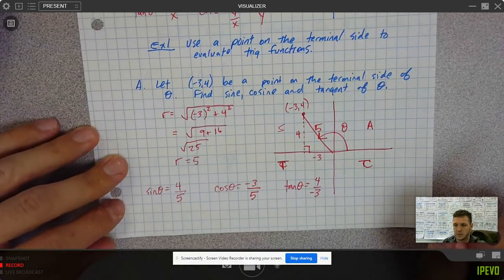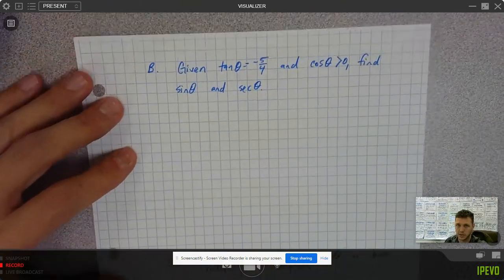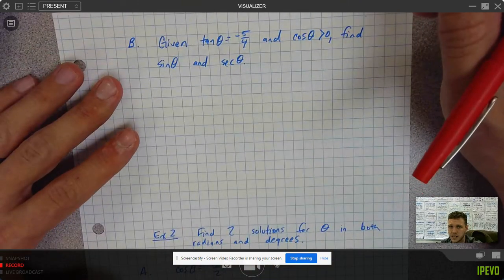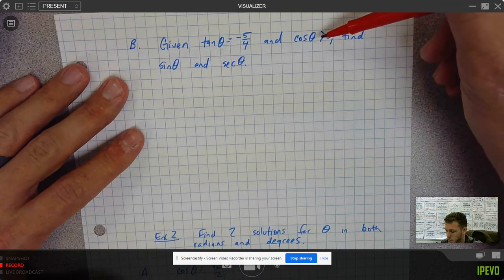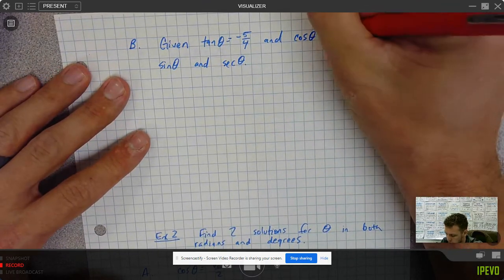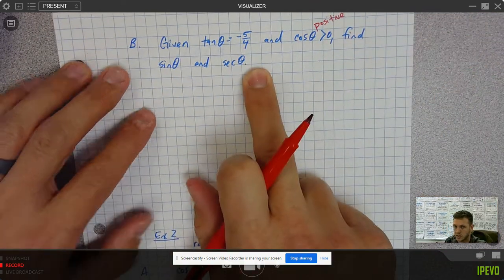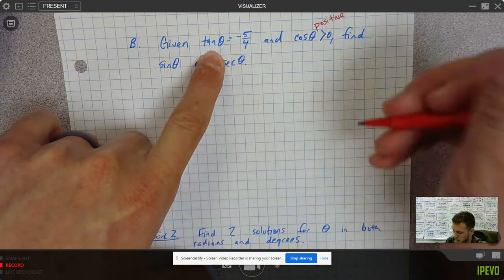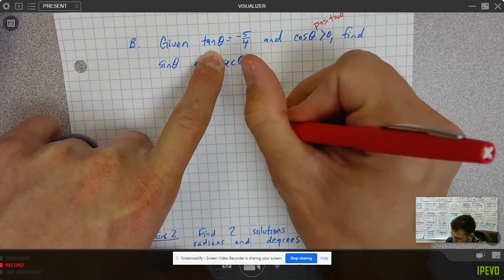So the next one says, given that tangent of theta is -5/4, and cosine of theta is greater than 0, so this just means that it's positive, and we want to find sine of theta and secant of theta. So first off, let's think about this. We think, all students take calculus.